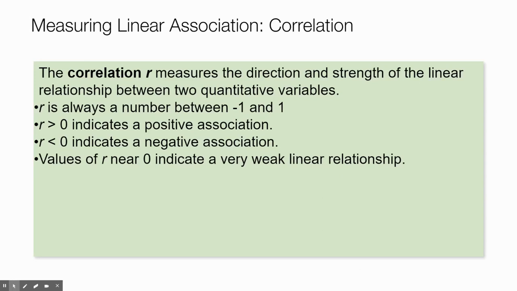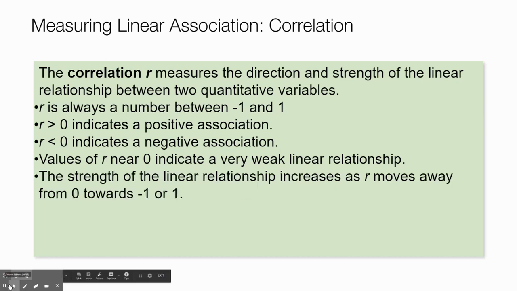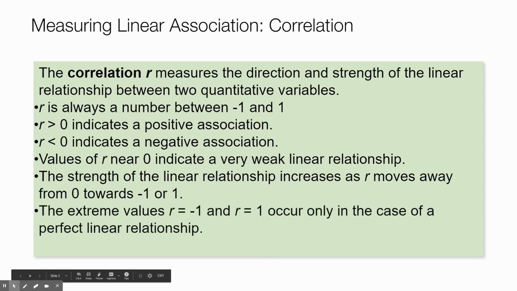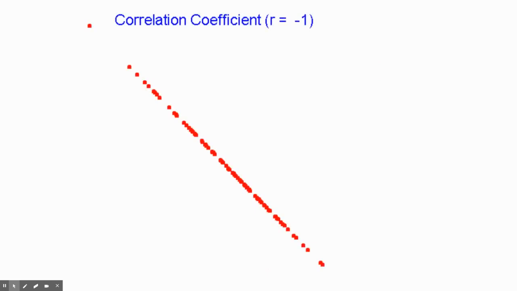Values of R near 0 indicate a very weak linear relationship. I'm going to go ahead and say if R is between the values of -0.5 and +0.5, we're going to just call that a weak linear relationship. The strength of the linear relationship increases as R moves away from 0 towards -1 or +1. Again, those are the boundaries. The extreme values of R equals -1 and R equals +1 occur only in the case of a perfect linear relationship. Let's take a look at what some of these will look like.